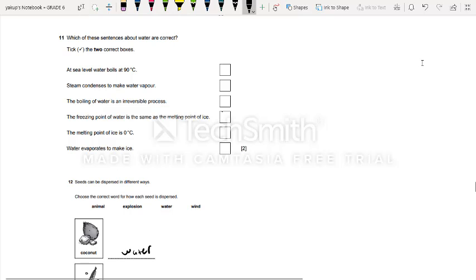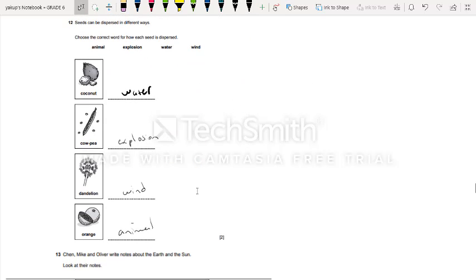Yeah, it's of course true, right? It's 0 degrees. The melting point of ice is 0 degrees. Of course, it's true. Water evaporates to make ice. No, water evaporates to make gas, guys. Okay. Question is easy. Seeds can be dispersed in different ways. Choose the correct word for how each seed is dispersed. This is question 12.